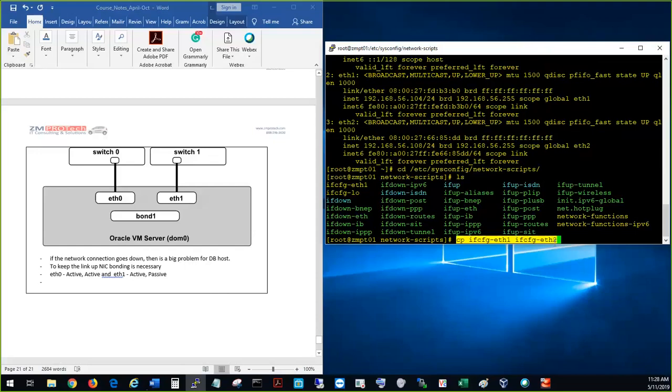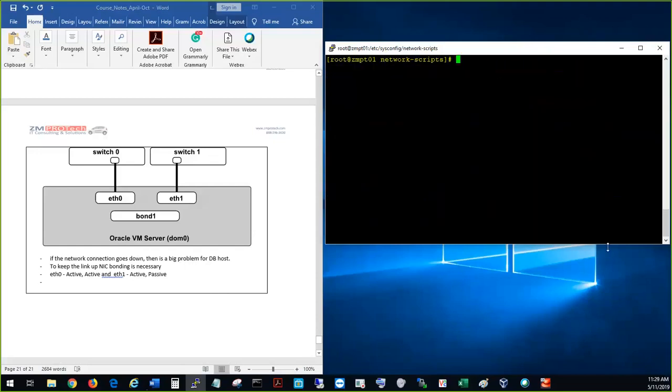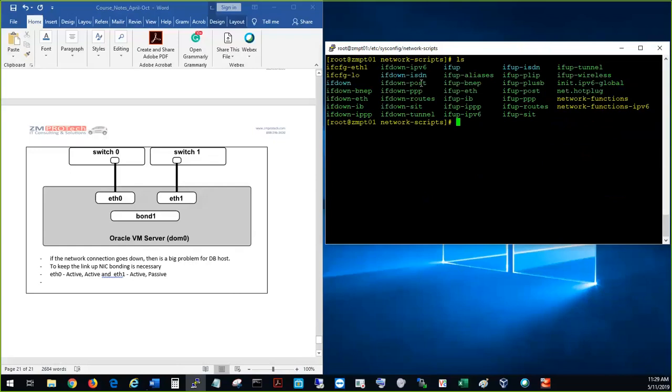I think what we can say is maybe an ETH configuration is missing, so we are doing configuration. Yeah, okay, you're right. So in here, this folder holds the network interface configuration file, and we see only one for ETH1. We don't see one for ETH2.